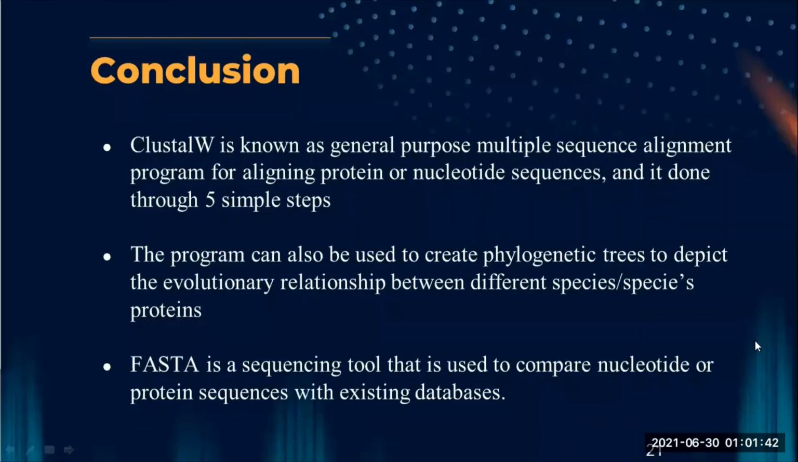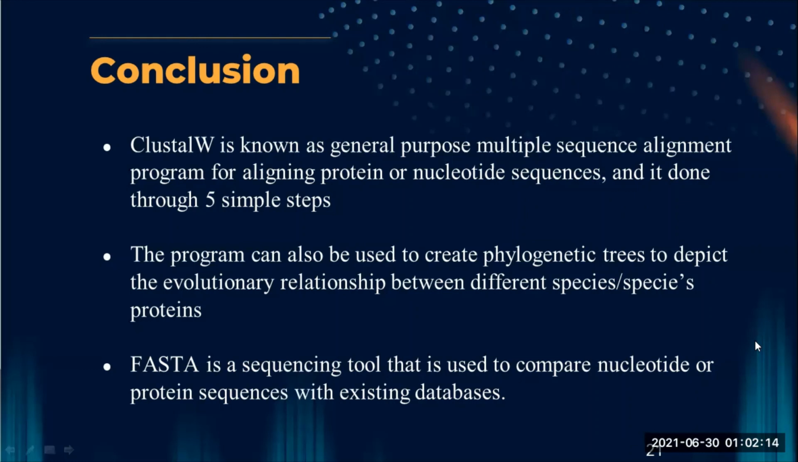And with that, I would like to sum up everything that we've gone through. Now, Clustal W is basically a 5-step, simple multi-sequencing program which is used to align nucleotide or protein sequences. It can also be used to generate graphs which can show the relationship between these different sequences. And we went through that as a phylogenetic tree.